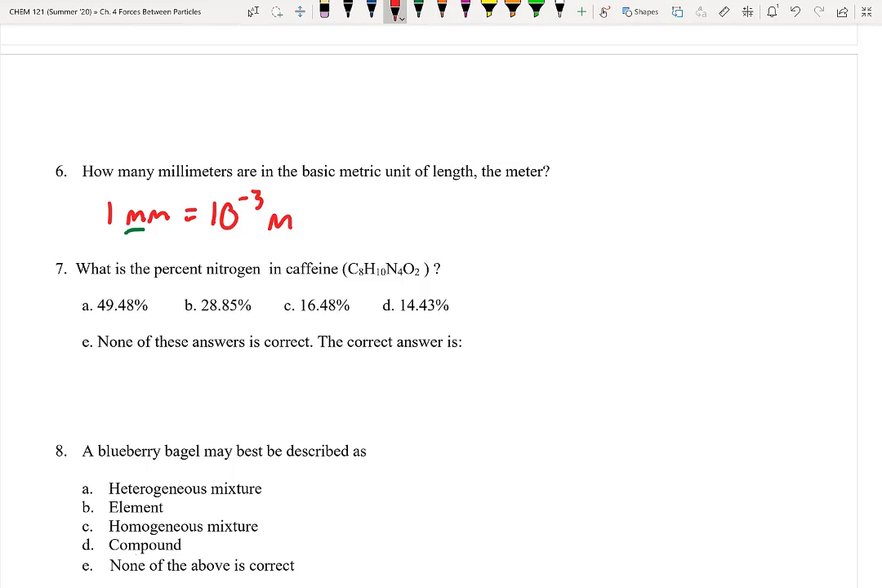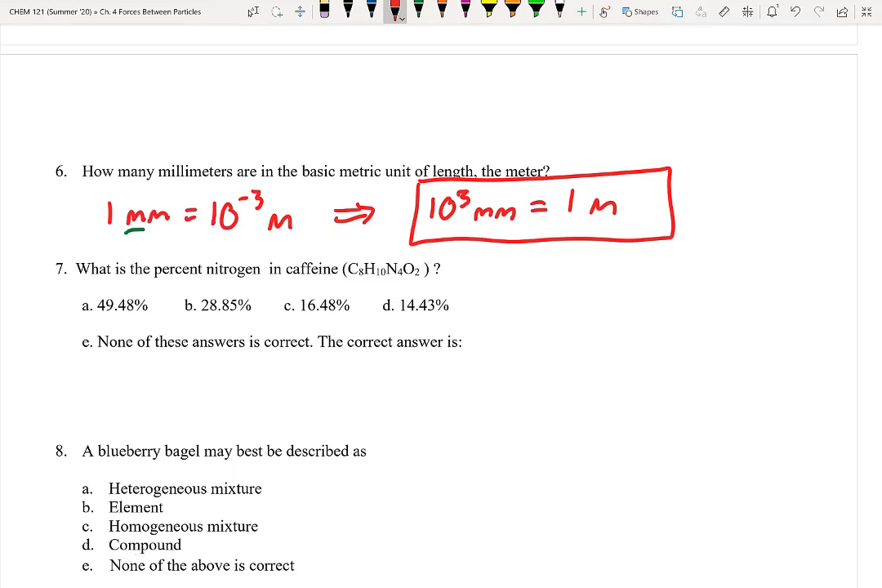So we could say 1 millimeter is 10 to the negative 3 meters, or 1/1000th of a meter. Conversely, we can change this, right? We could write this and say that there's 10 to the 3rd millimeters in 1 meter. These are mathematically equivalent, right? So we could just write this as our final answer there. I'd say this would be good enough.